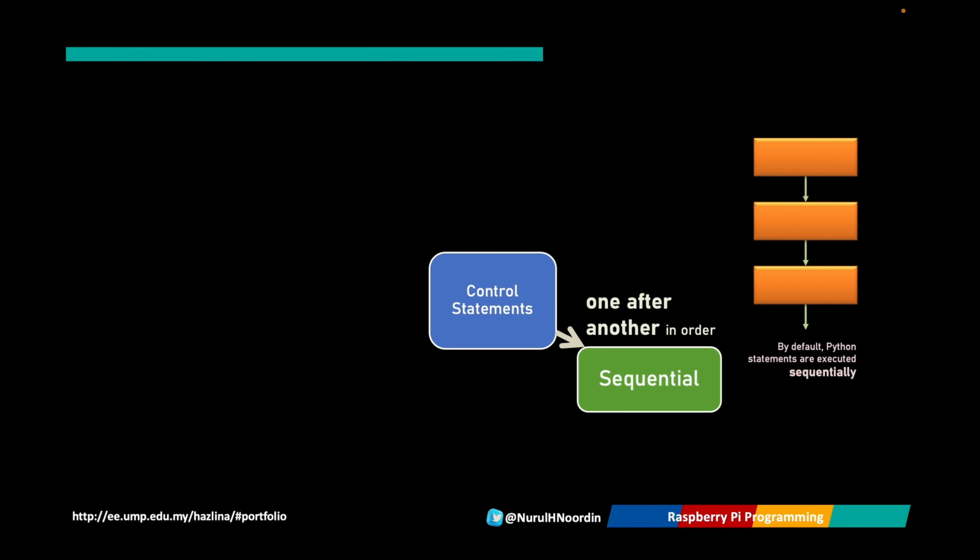The first type of control statement is the sequential statement. This is the simplest form of program execution, where instructions run line by line from top to bottom in a predefined order. For example, consider turning on an LED, waiting for a second, then turning it off. The program follows a structured sequence without any decision making or repetition. Sequential execution is the foundation of all programs, ensuring that each line of code is executed in the correct order.